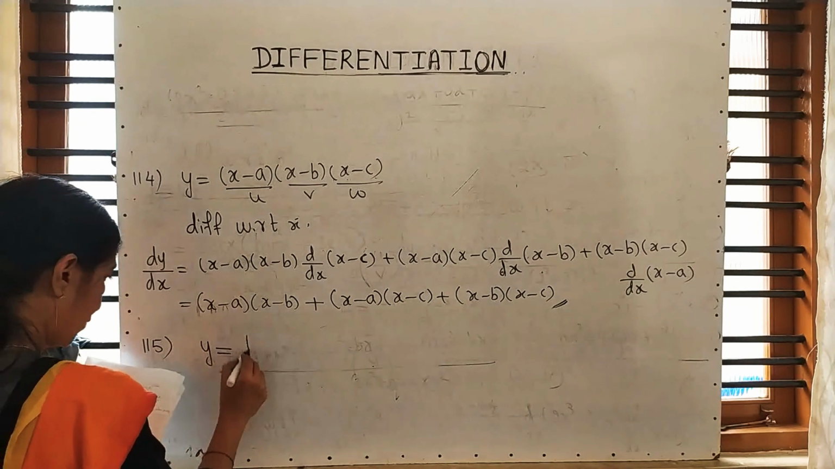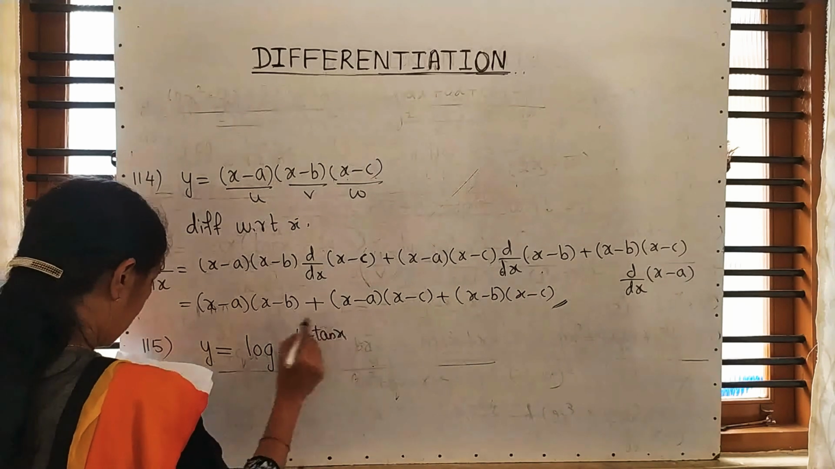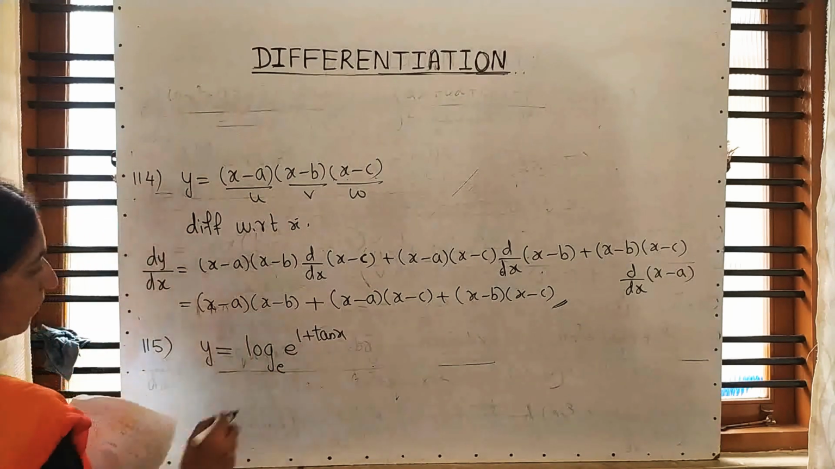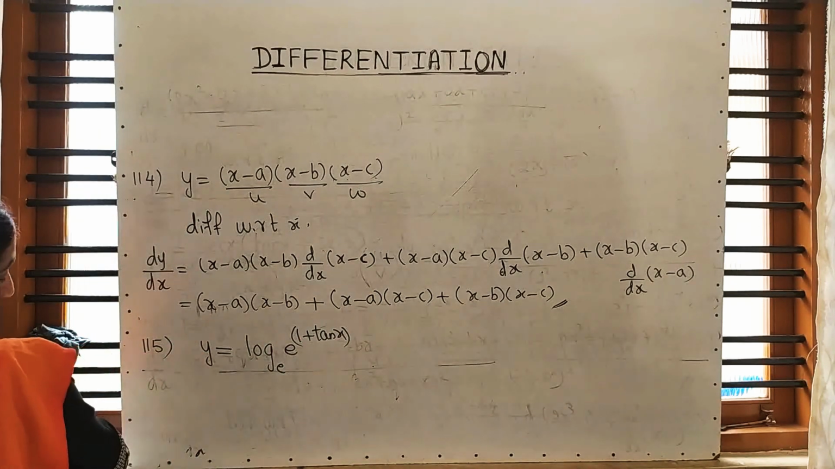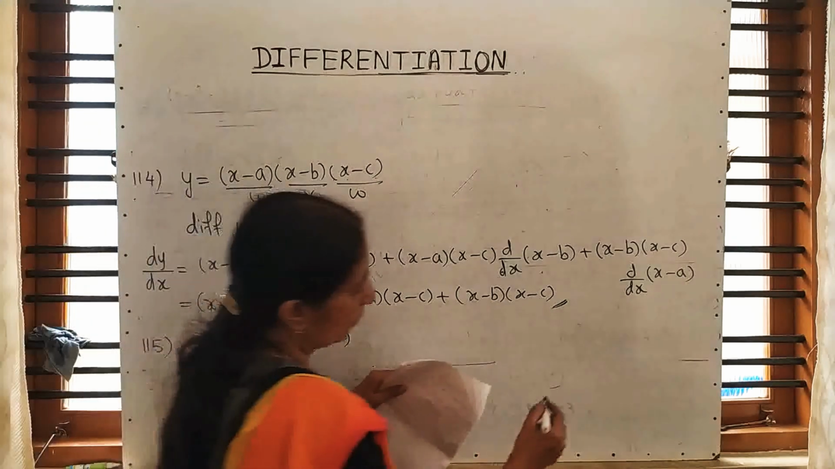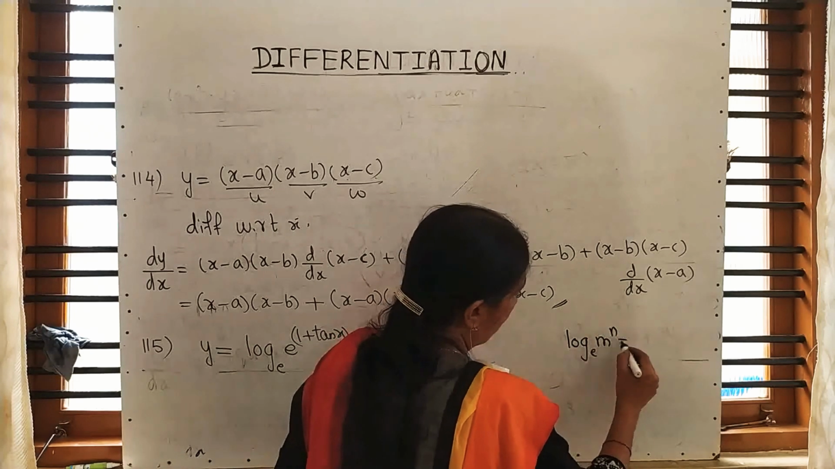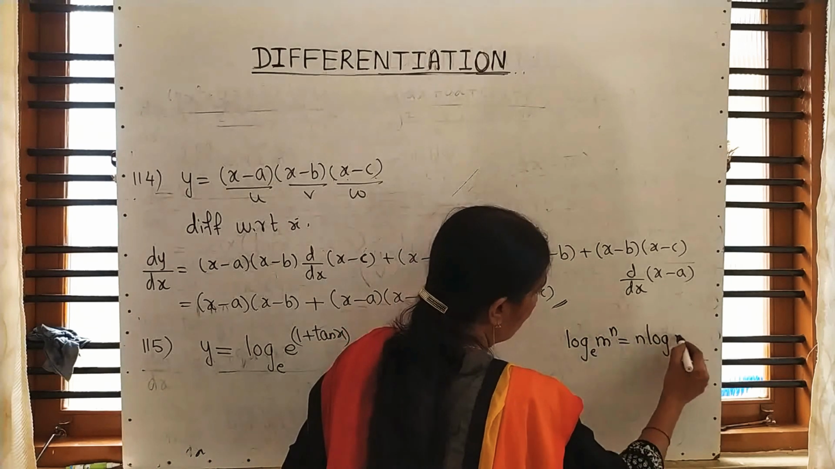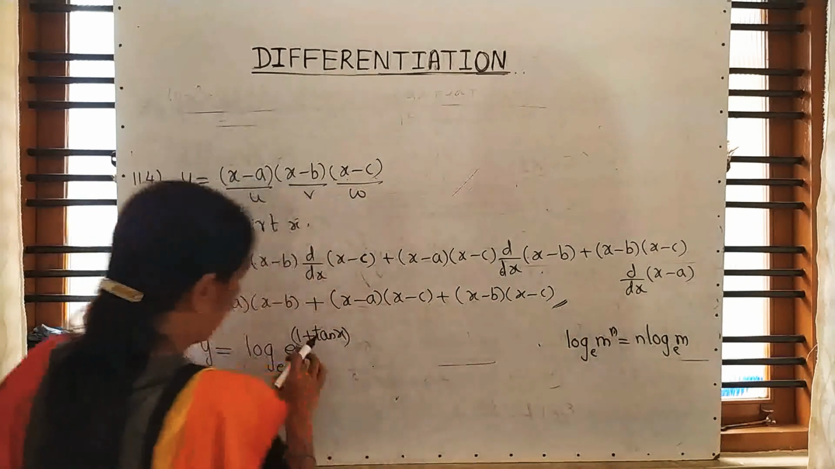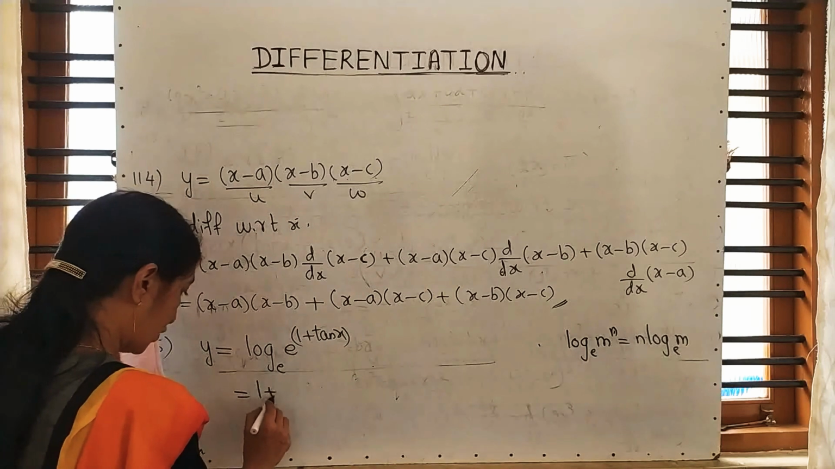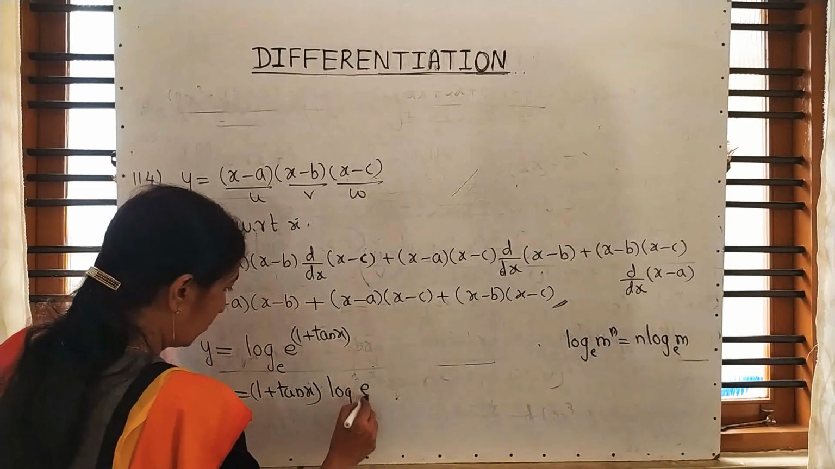Y is equal to log e raised to 1 plus tan x to the base e. See, this is again a very interesting question. These type of questions will definitely come in the competitive exams. We have one important property in log. Log m raised to n to the base e is n into log m to the base e. This power comes first. So in place of n, what we have? 1 plus tan x before differentiation. 1 plus tan x and log e to the base e.